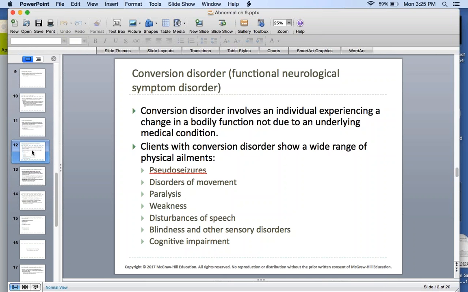Sometimes you have disorders of movement. Sometimes you have paralysis. Sometimes you have just weakness in the body. Interestingly, some people have disturbances of speech, so they kind of have trouble forming words. Sometimes people experience blindness or other sensory disorders. And sometimes people have cognitive impairments, so their brains aren't working as well.